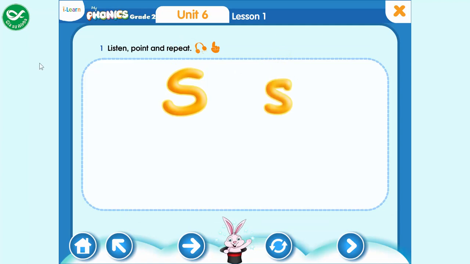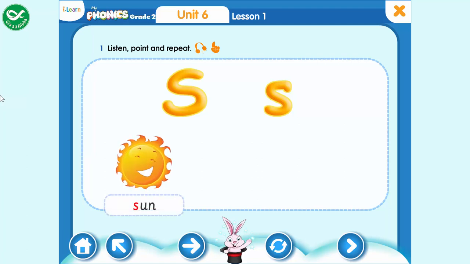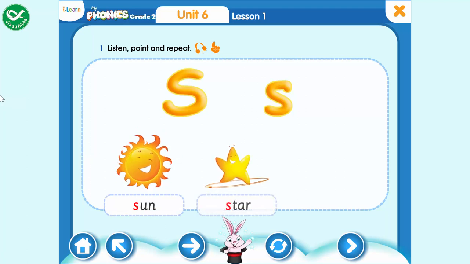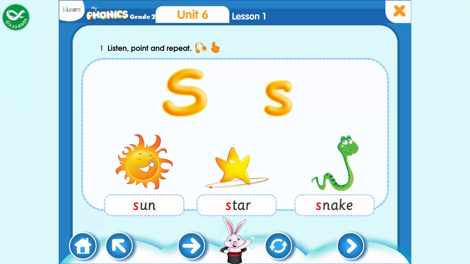This is the letter S. The letter S makes the S sound. Sun. Star. Snake. Sun. Star. Snake. Sun. Star, snake.